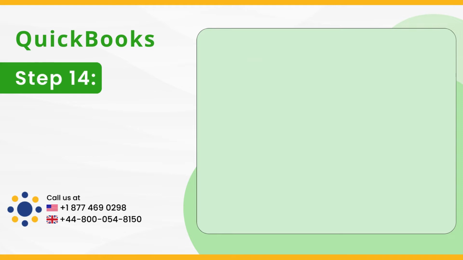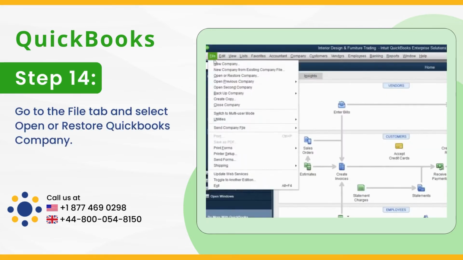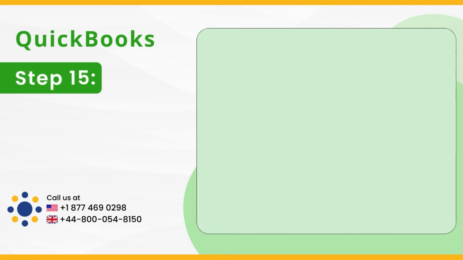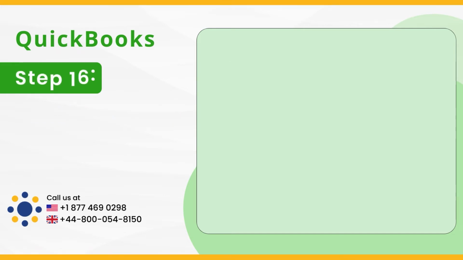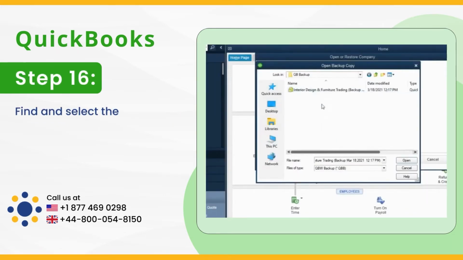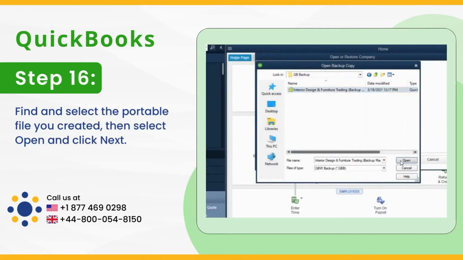Step 14. Go to the File tab and select Open or Restore QuickBooks Company. Step 15. Now select Restore a portable company file and click Next. Step 16. Find and select the portable file you created, then select Open and click Next.